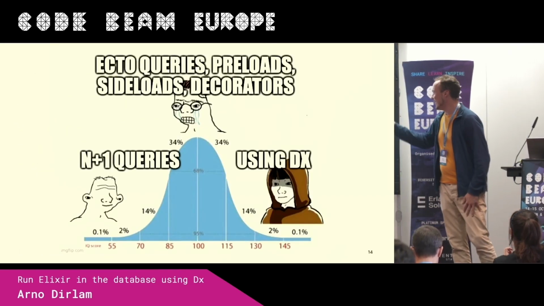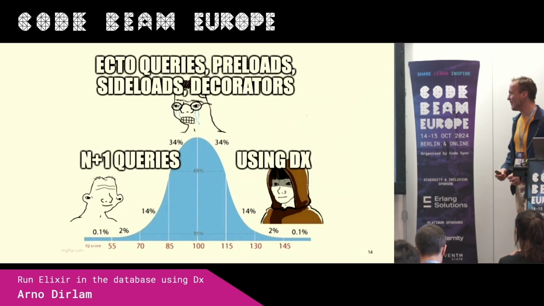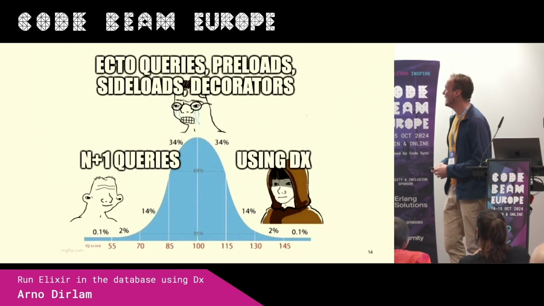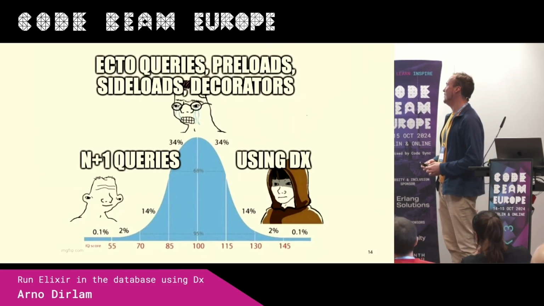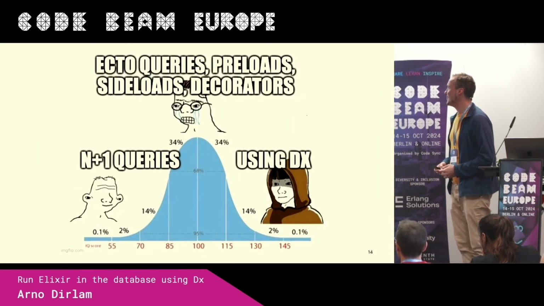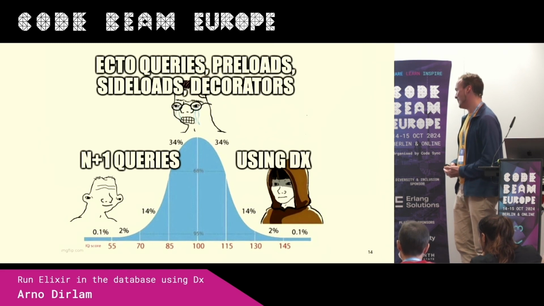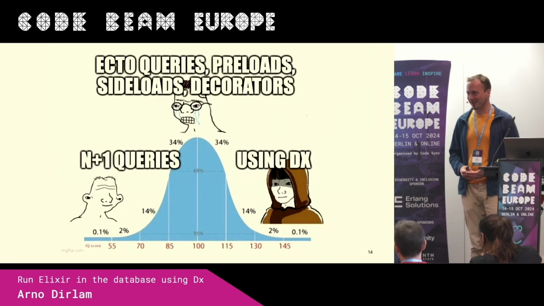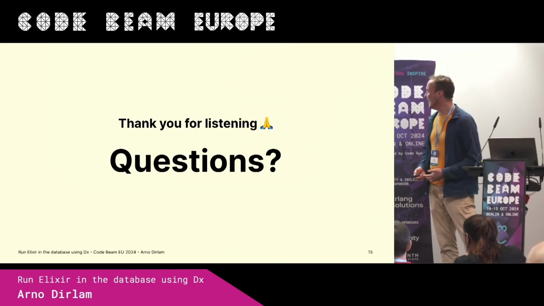So to make it short, maybe you start with n+1 queries when you're still learning how this whole thing works. You might be used to Ecto queries and so on, but in the end you might switch to DX. That's what I hope I could convince you of. So, thank you very much.